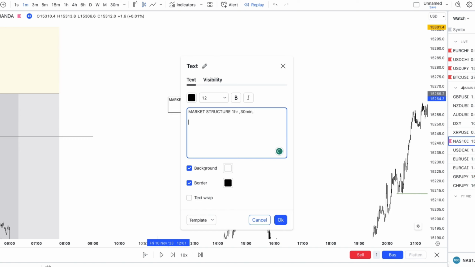So market structure. Then you need to identify supply and demand.